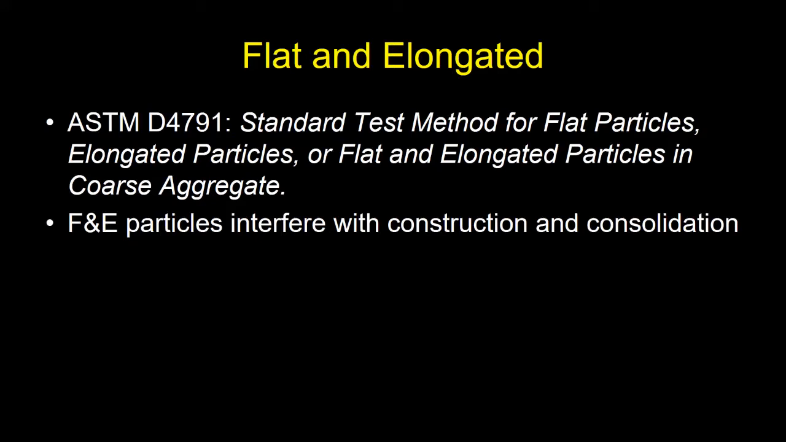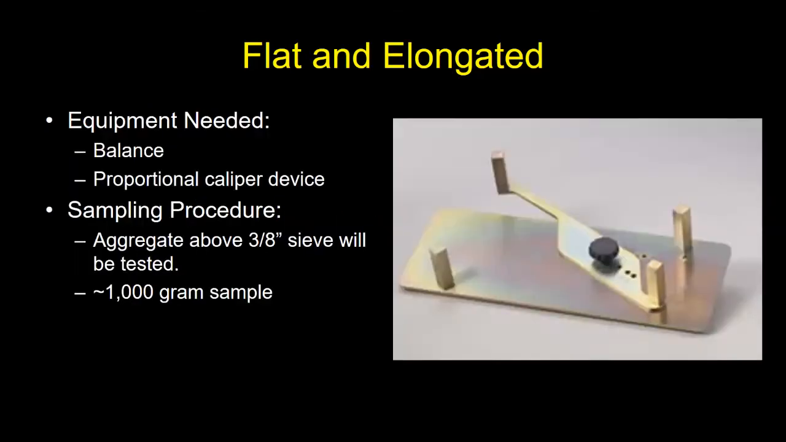And these flat and elongated particles, they will interfere with construction and consolidation. So it's always important to do a quick aggregate test to see what percentage of flat and elongated particles there are. So the test equipment that you use, you'll use a balance like normal and a proportional caliper device, which is that blurry image on the right.